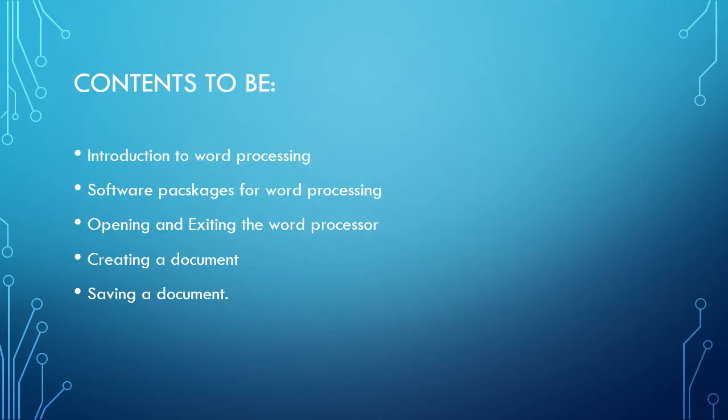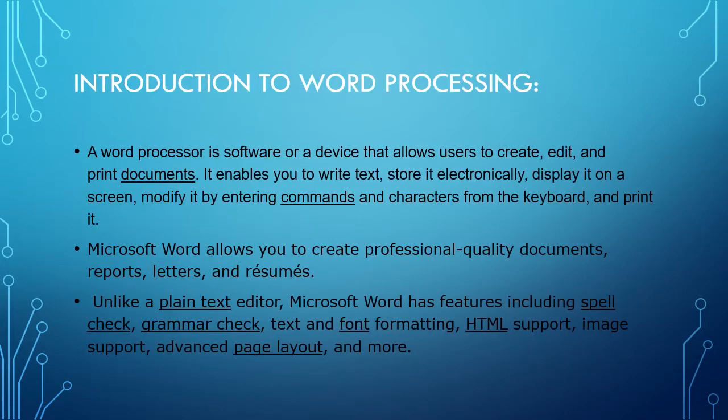What we are going to learn in this chapter: introduction to word processing, software packages for word processing, opening and exiting the word processor, creating a document and saving a document. Before getting into the chapter, let's see about word processing. What is word processing? A word processor is a software or a device that allows users to create, edit and print documents. It enables you to write text, store it electronically, display it on a screen, modify it by entering commands and characters from the keyboard, and print.